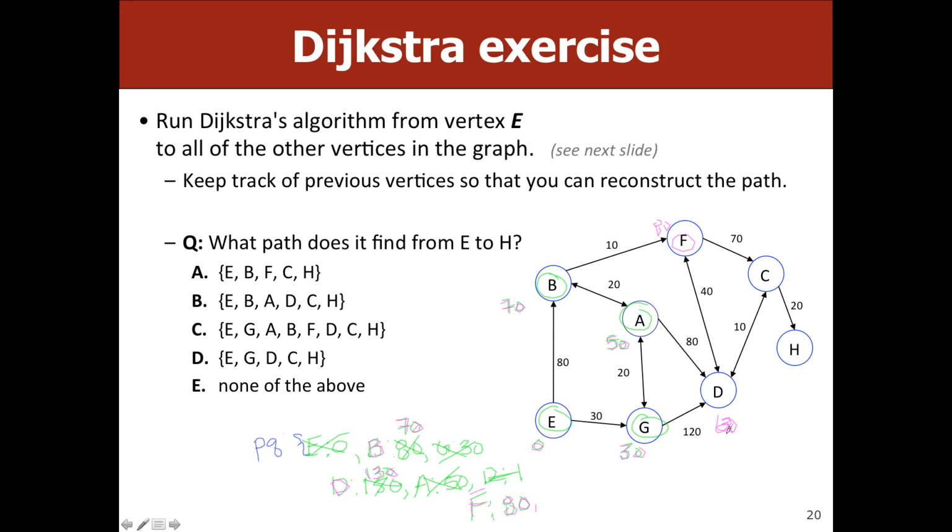So D has cost 120. So C has cost what? Yep, 130. Okay. So what do we DQ now?